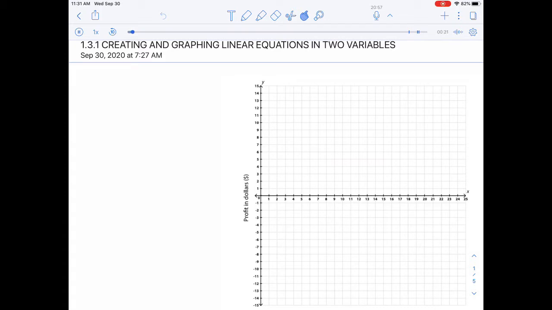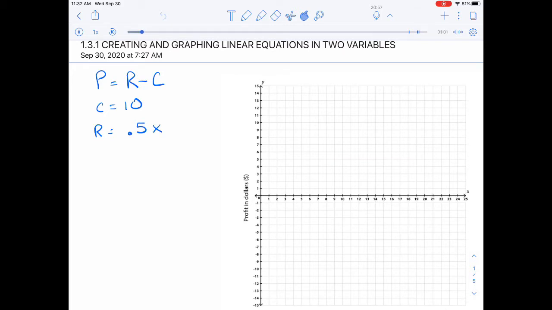So let's begin with our knowns. We know that profit is going to equal revenue minus cost. Revenue is the amount that he's going to bring in from selling the pencils at 50 cents a piece. So our initial cost was equal to $10, and the revenue is going to be 50 cents per each pencil.